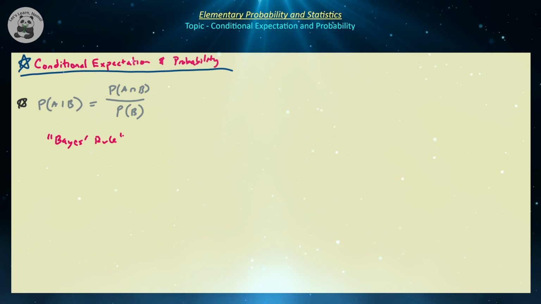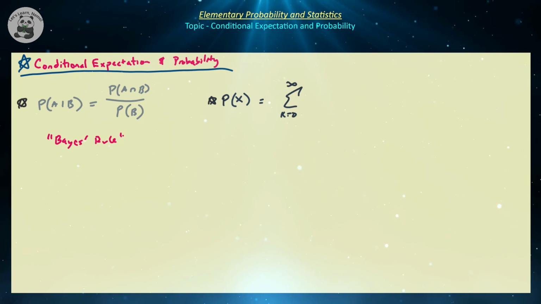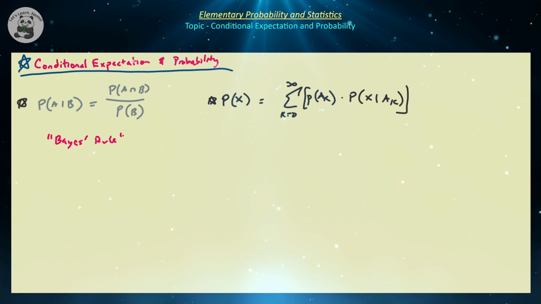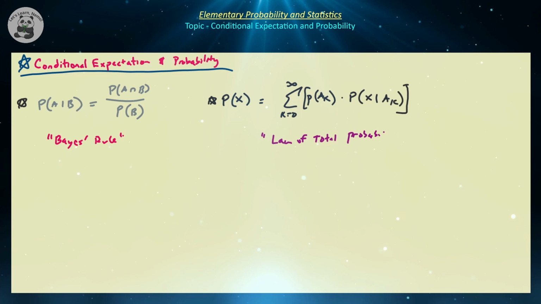And another very important principle that you definitely should know is that the probability of X can be represented as the sum from k equals 0 to infinity of the probability of A subscript k times the probability of X assuming A subscript k has already occurred. And some people will refer to this property as the law of total probability. And if you haven't encountered the law of total probability, it's actually pretty easy to understand.